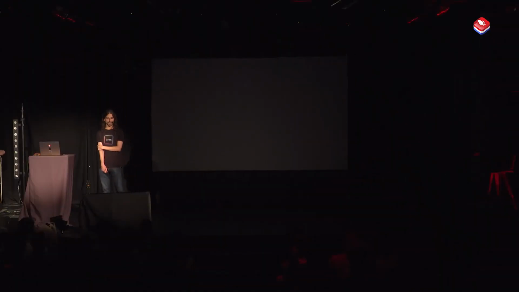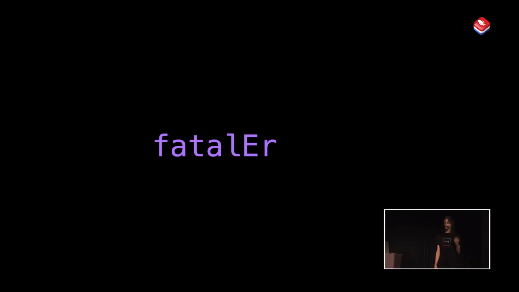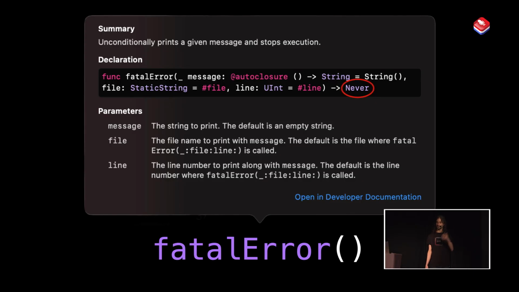Another very interesting place where the Never type pops up is when you call fatalError. And it might seem a bit weird, because after all, fatalError is a function that is about stopping the execution of the program, but fatalError does have a return type, and guess what? That return type is Never. And it lets the compiler know that every piece of code after this method is dead code, and this is how you can get some nice warnings that you have dead code in your applications.